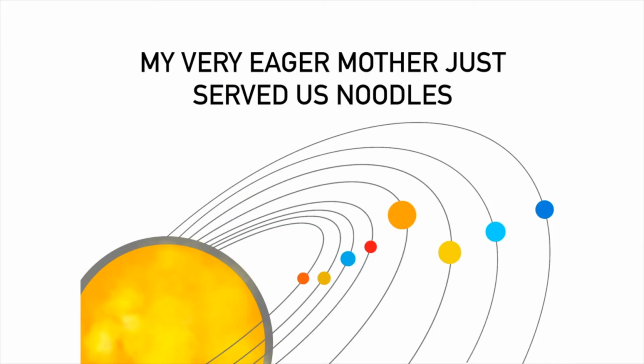An example of a mnemonic phrase is my very eager mother just served us noodles, which can be used to remember the order of the 8 planets: Mercury, Venus, Earth, Mars, Jupiter, Saturn, Uranus, and Neptune.